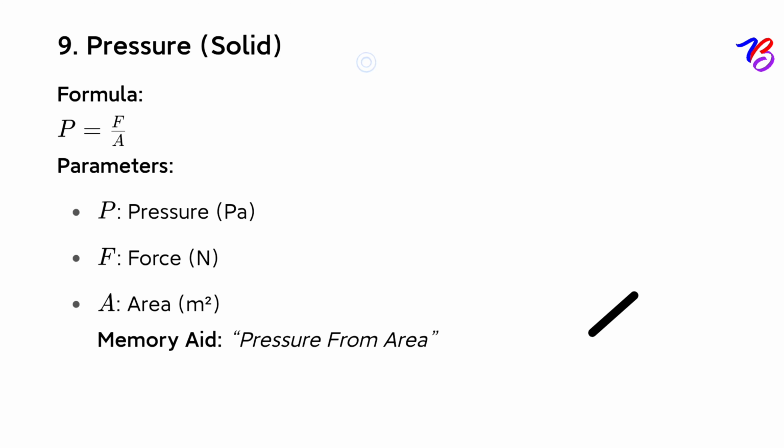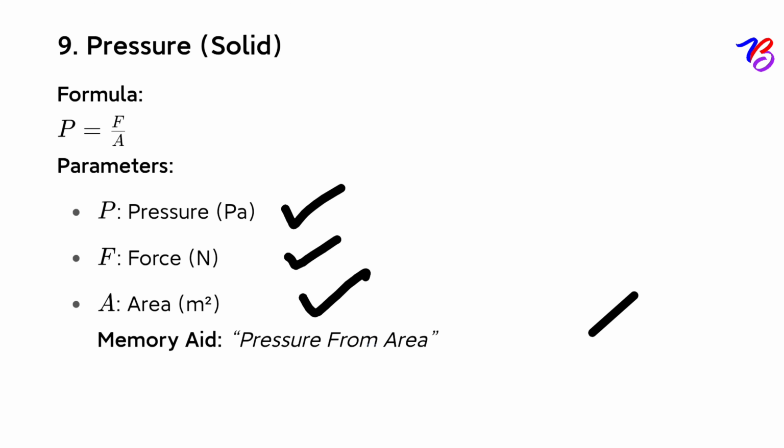Number 9, we have pressure, and this pressure has to do with solids. Is that clear? So our formula is pressure is equal to force over area. P is our pressure in Pascal, F is force in Newton, and area is in meters squared. Are we together? 1, 2, 3 captured. Pressure from area is the memory aid.